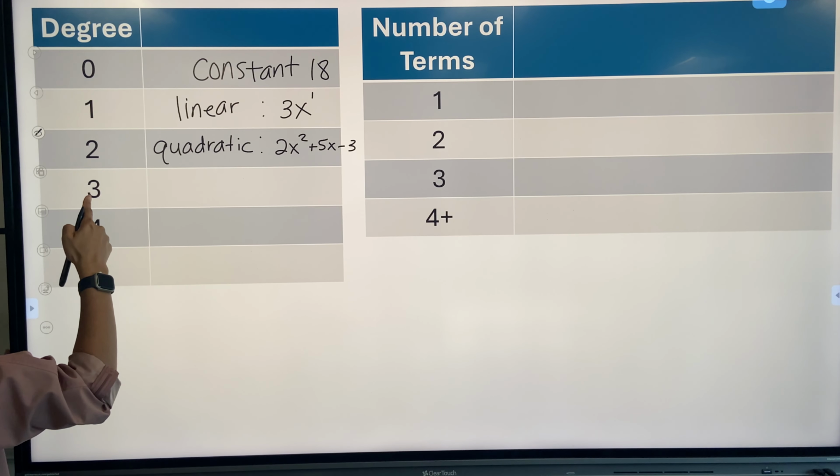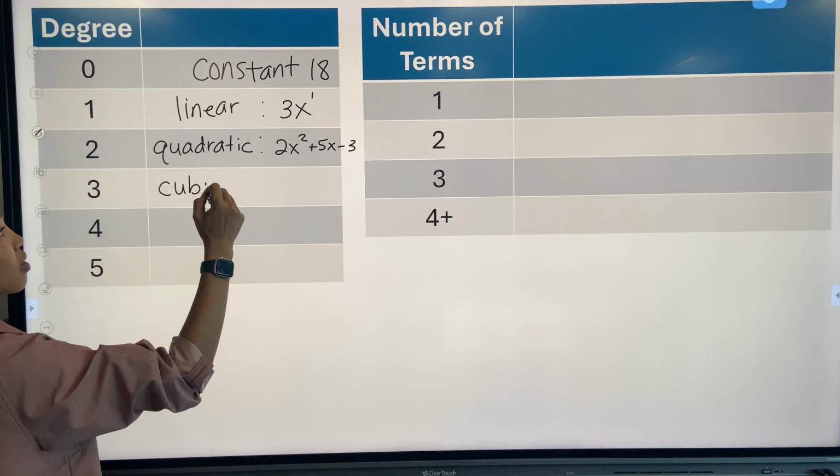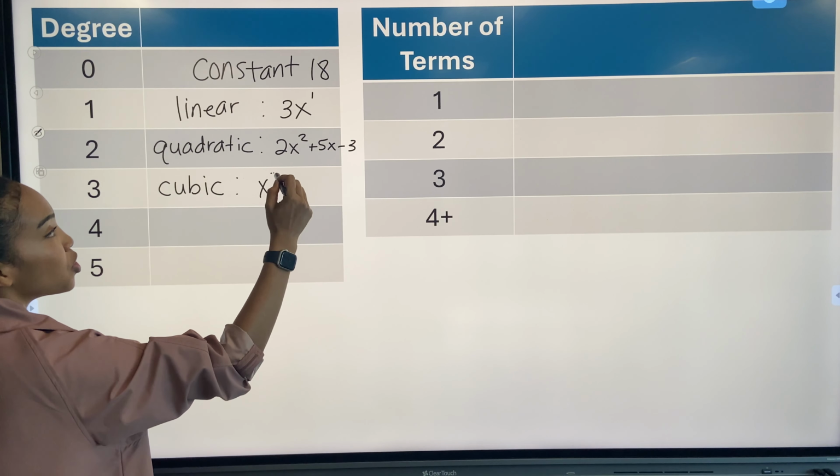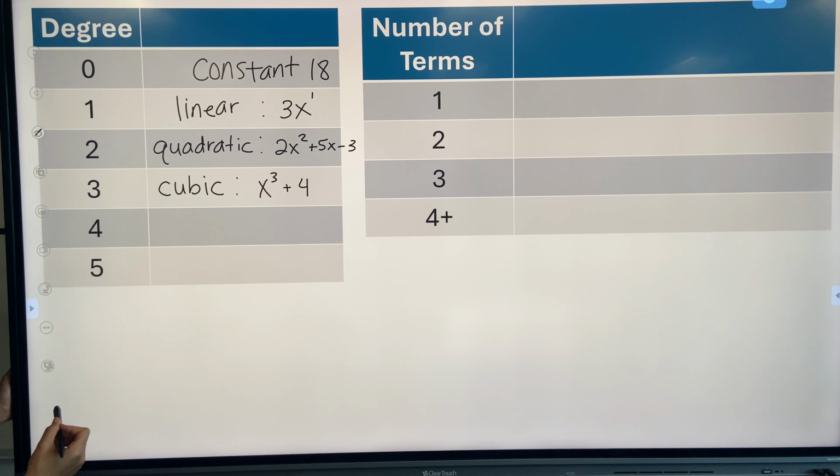Do you guys know what we call a degree 3 polynomial? Yep, cubic. And here's an example, x cubed plus 4. This is a cubic. The highest degree is a cubed, is a 3.